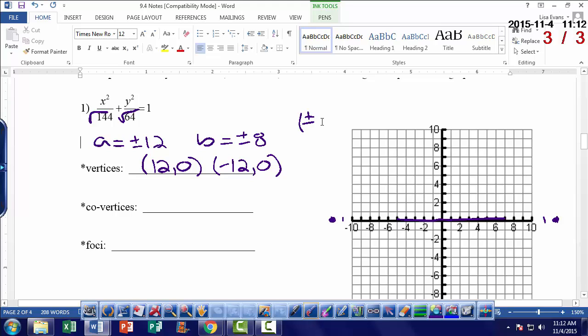You'll probably see me do it in the next video as this. So this means I have 2 points. I have positive 12, 0, and I have negative 12, 0. So either way, I'll accept either one. Same thing with the co-vertices.